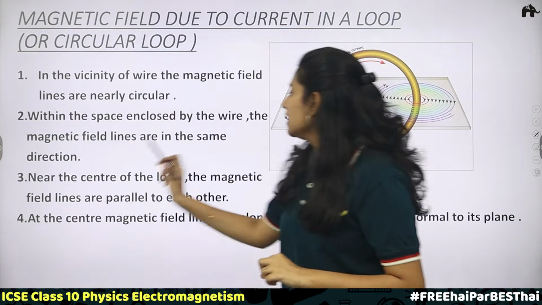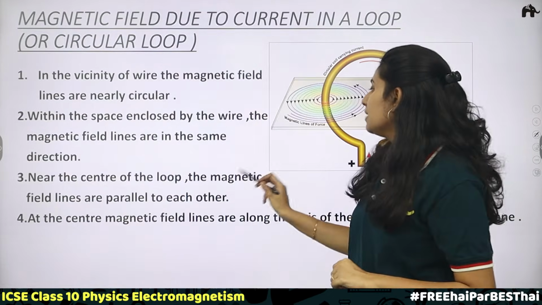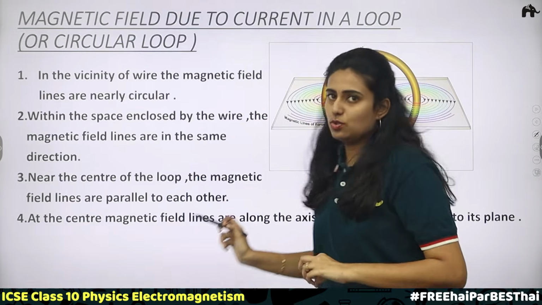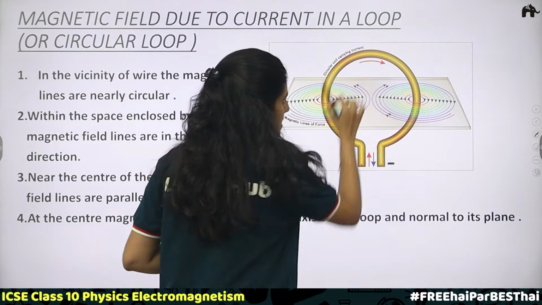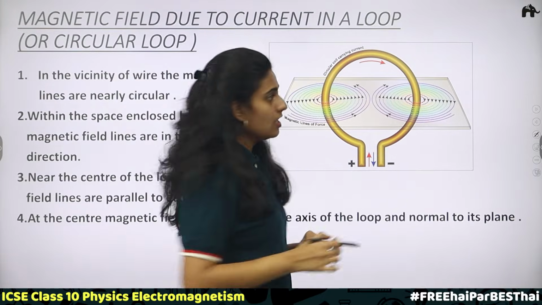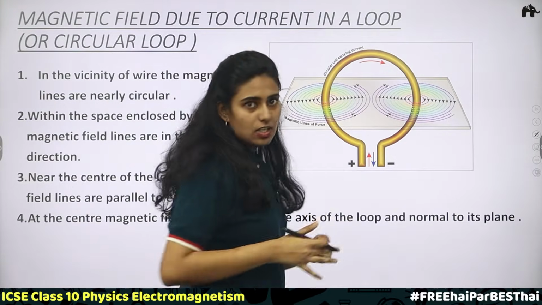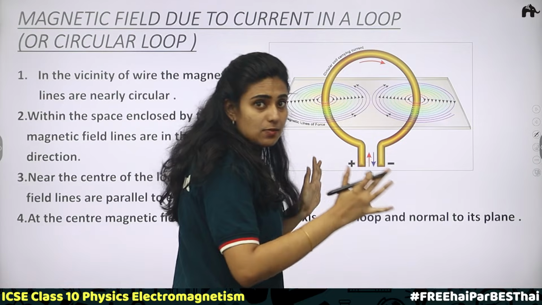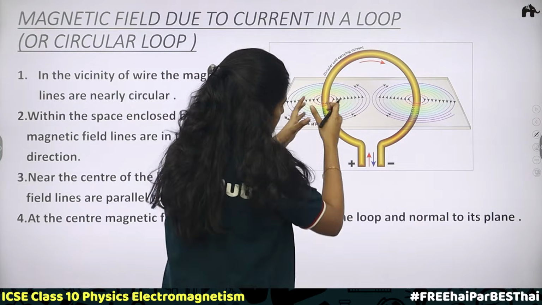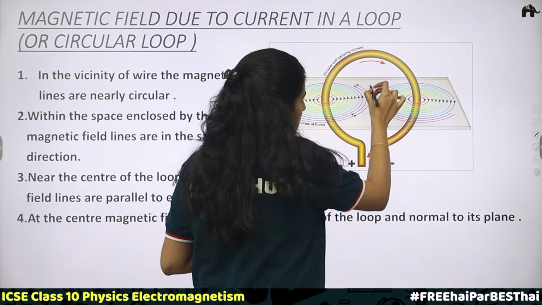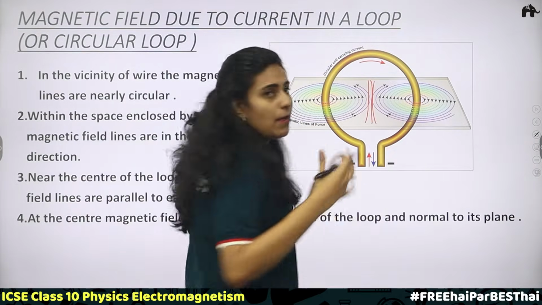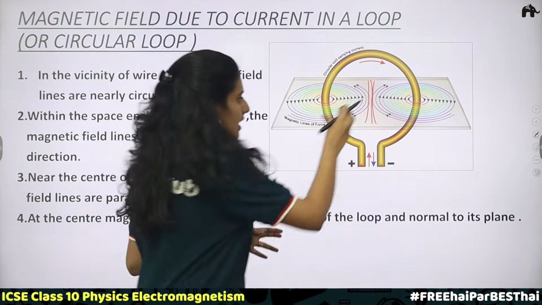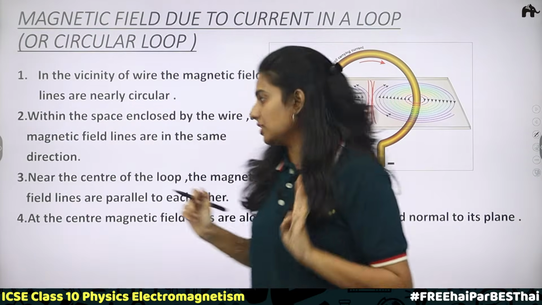Next, the third point: near the center of the loop, the magnetic field lines are parallel to each other. So this is the loop, and it will have a diameter. At nearly the center of the loop, the distance from the wire will be increasing, which means here you will be getting straight, almost parallel lines. The field lines will be parallel to each other. This is the third point.